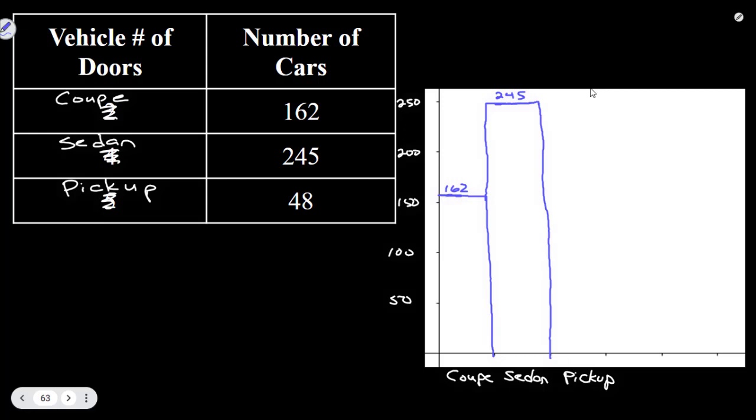And then finally, we're going to have a bar for the pickup, so that's much lower. It's closer to 50, which is going to be somewhere right about there, might be a little higher. So we're going to go up and over, and that was 48. And so that's how we would do our bar graph for those types of vehicles. So coupe, sedan, and pickup, and that would be our bar graph. And again, on the computer, I think they have just a line you grab and you move it up to the right height. You're not going to have to write 162 and 245 and 48 above it. You just take the lines and move them where they need to be so the bar gets to be the correct height.